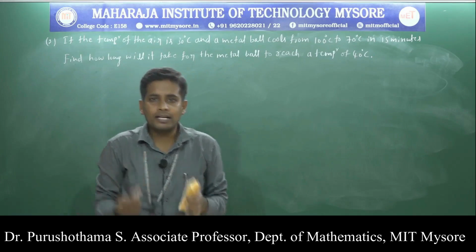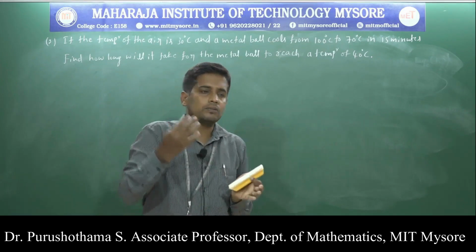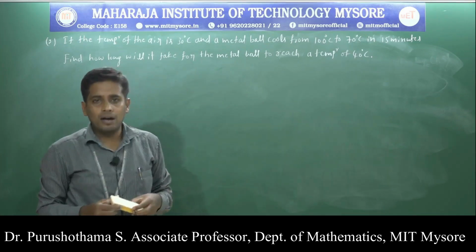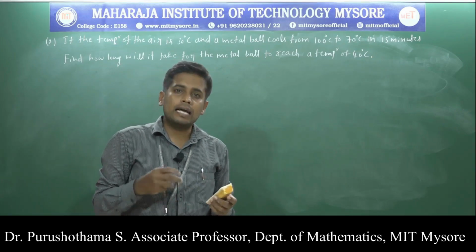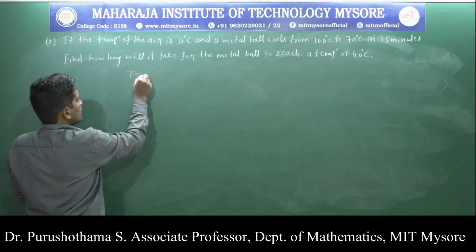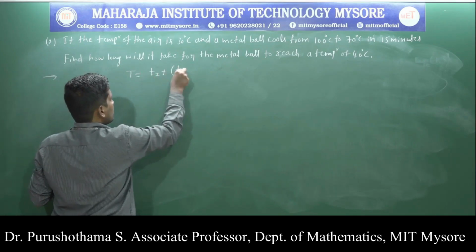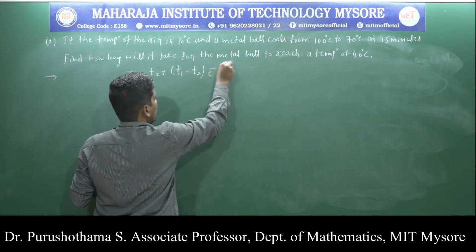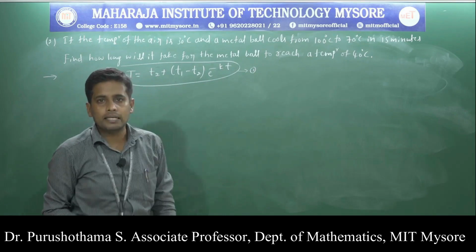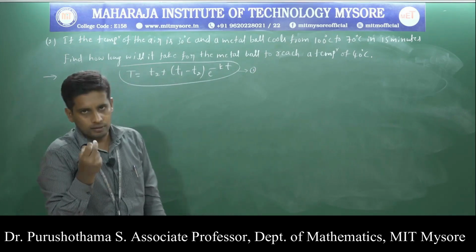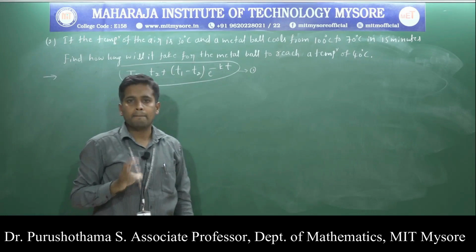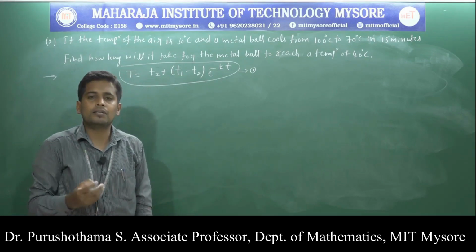In this problem, we have to find out the time t when the metal ball reaches a temperature of 40 degrees Celsius. First, according to Newton's law of cooling, the temperature function at any time t is given by, in the solution, T equals T2 plus T1 minus T2 into e power minus kt. This is the temperature function, denoted by equation 1. For further continuation, write down the given data.